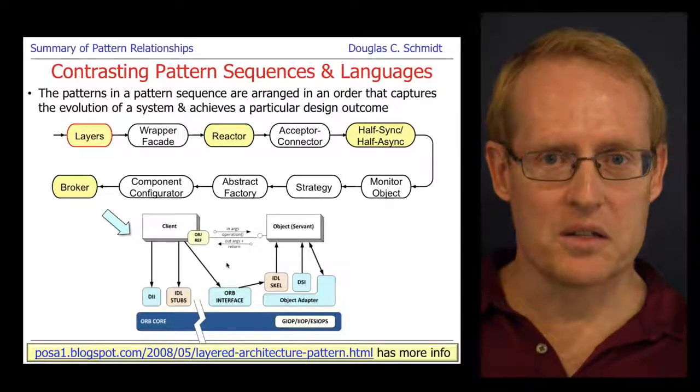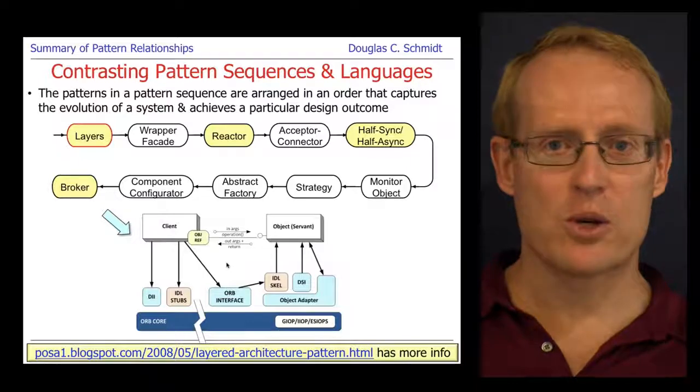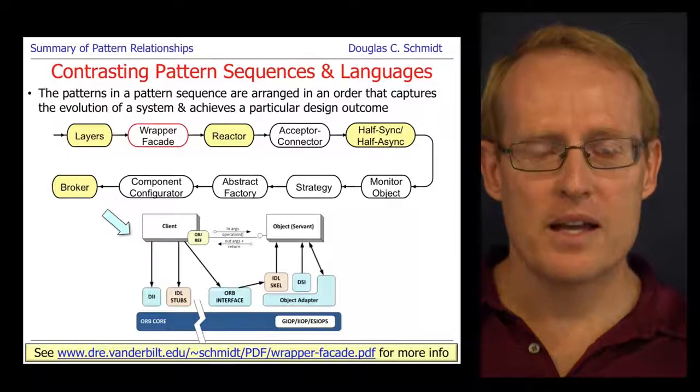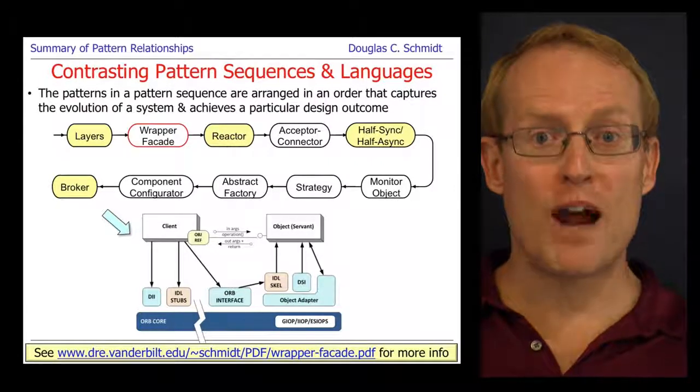You can take a look at this link to find out more about layers, or you can take a look at the POSA 1 book, which has an excellent description of the layers pattern. Another pattern we're going to use here is the wrapper facade pattern.